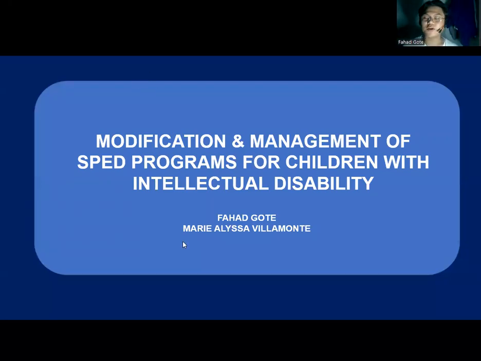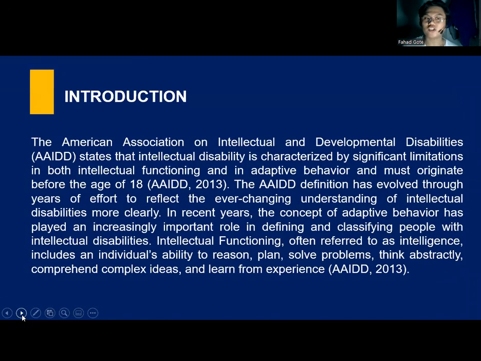Good day, everyone. For today, we are going to discuss the modifications and management of SPED programs for children with intellectual disability. For introduction, the American Association on Intellectual and Developmental Disabilities, AAIDD, states that intellectual disability is characterized by significant limitations in both intellectual functioning and in adaptive behavior and must originate before the age of 18.